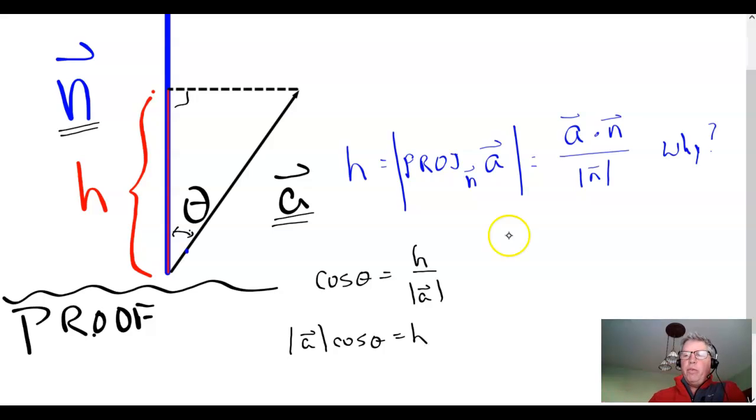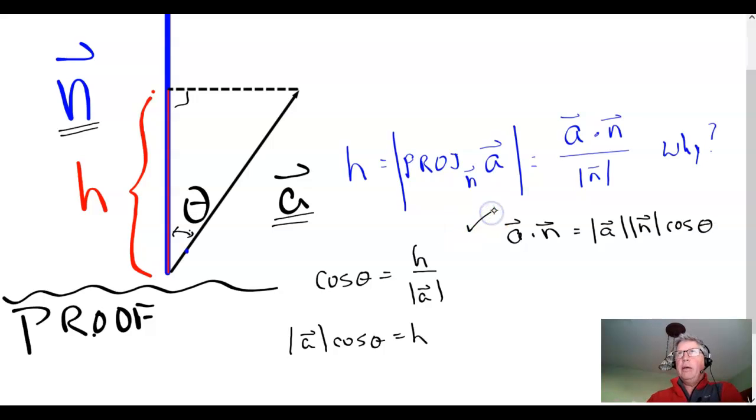Well, with vectors, we know that the dot product is equal to the magnitude of A, magnitude of N, cosine of the angle between them. This is something that you've got to have in your back pocket. You've got to believe in it. We can develop it again and again until you've done the algebra, but you've got to know that that's how you get the angle between the two vectors.